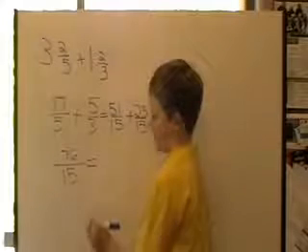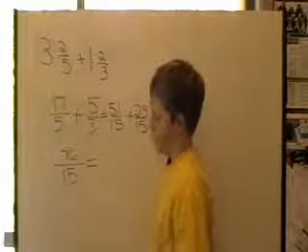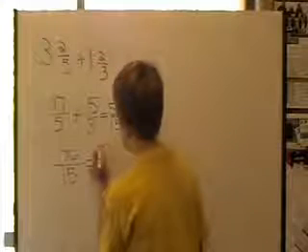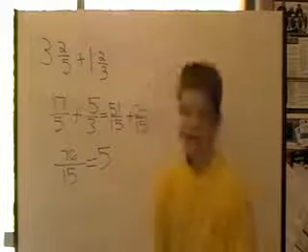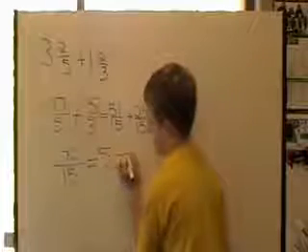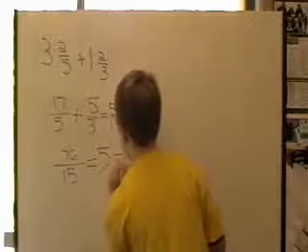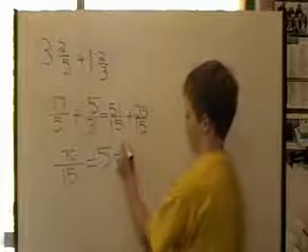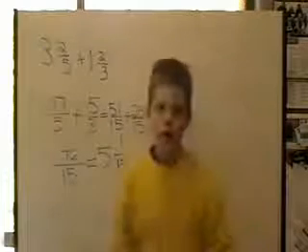So, we need to work out how many 15s are in 76. So, the answer is 5. And now, there is leftover. So, the denominator stays the same. And we had 1 left over. So our answer is 5 and 1/15.